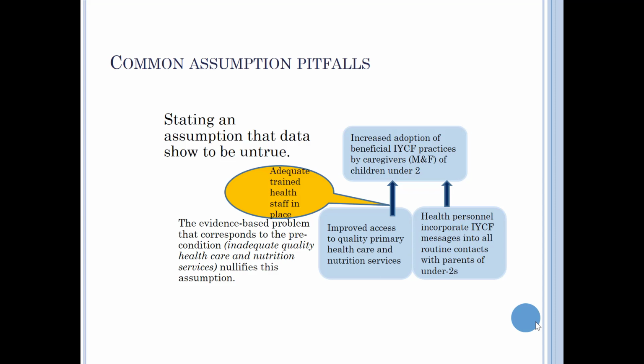But in fact, this is a mistake because this was originally the precondition of inadequate quality health care and nutrition services. So your project has changed this condition, and now you have adequate trained staff, and that's why you have improved access to quality primary health care and nutrition services, and that's why you have now increased adoption of beneficial infant and young child feeding. This was not an assumption, but it was a precondition. It was an underlying cause that your project has solved, in fact.